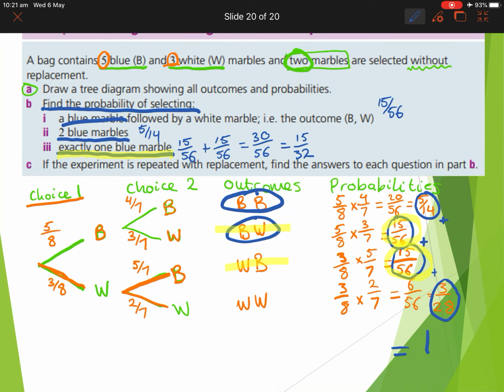Okay. What does C say? If the experiment is repeated with replacement, find the answers to each question. So that would be going back over, except you would change all of these because we haven't replaced, but we don't need to do that.